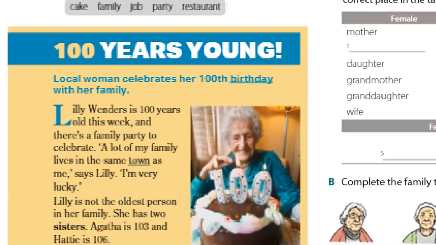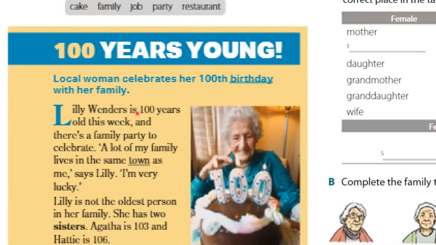Cake, that is this thing that we have over here. This is a cake. Family, like in Spanish. Job, that in Spanish is trabajo. Party, and restaurant. Okay. Which 3 words would you use to describe this picture?